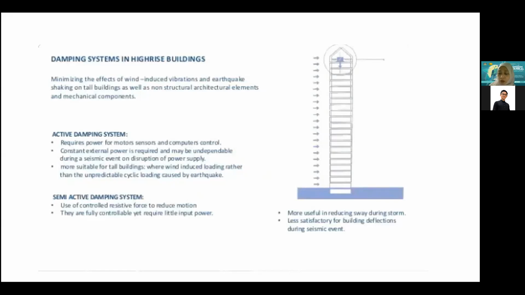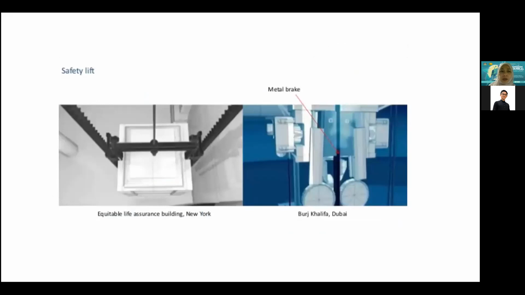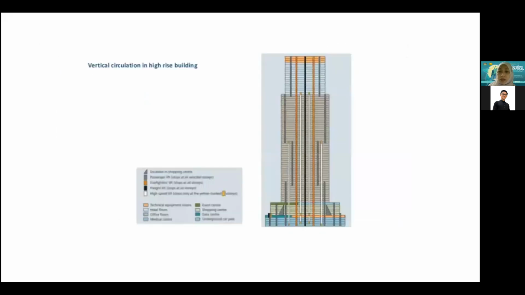Remember this when we go for high-rise buildings. And also the safety of lifts. Remember, the higher the building, the higher the requirements for the building. The lift, the vertical transportation, must have equitable life assurance, because there are cases where lifts fall and the cable snaps. God forbid, the lift cable snaps. That's why we need to understand the vertical circulation in high-rise buildings.